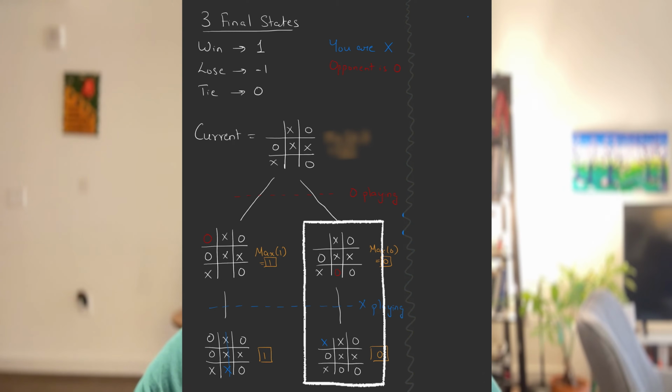In case 2, you will again look at your children and see which child is giving me the max state. There's only one child, hence the value will be the value of that particular child, that is 0.